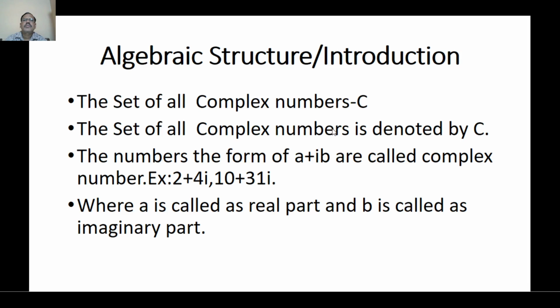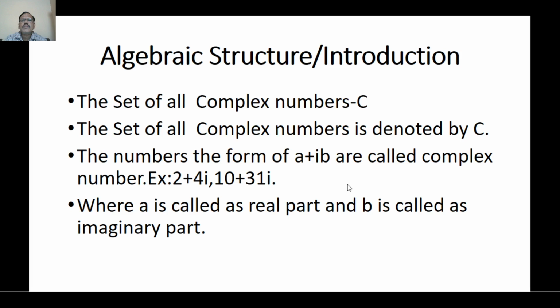This is also an algebraic structure with addition, multiplication, subtraction, and not for division. Division is not allowed for q equal to 0. So this set of complex numbers is denoted by C, and the numbers of the form a plus ib are called complex numbers.